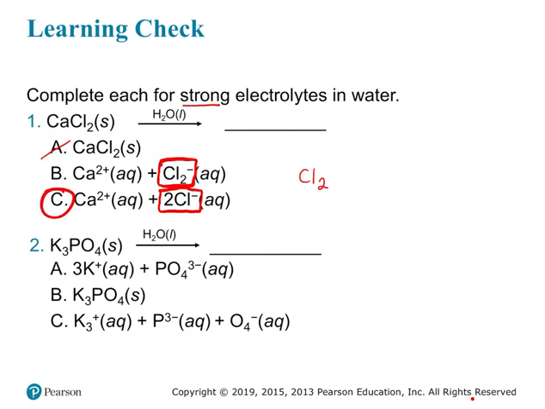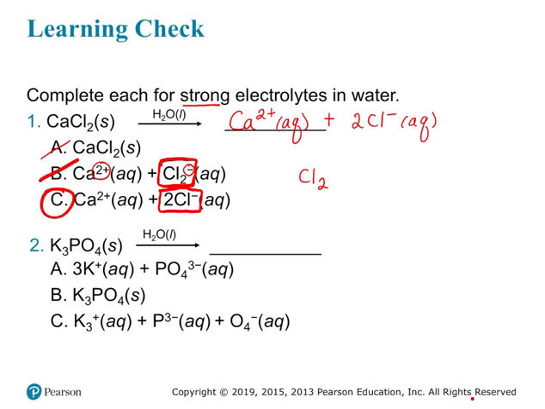Now, the other problem with B is that we have just 1 negative charge on that chlorine, but we have a 2+ charge on calcium. So those don't even balance each other out. So B is definitely wrong. We would end up with calcium 2+, which is aqueous, and 2 chloride ions, which are also aqueous.